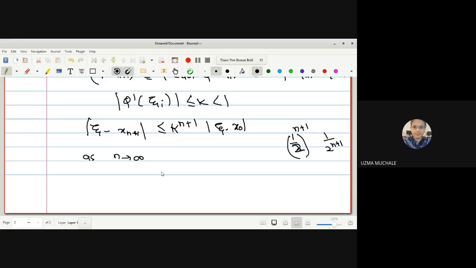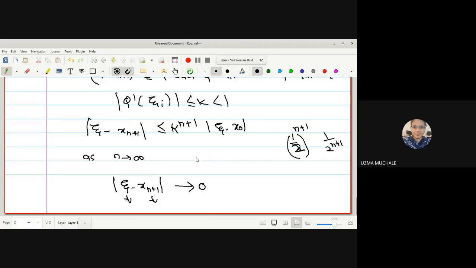Which means what is the result of this one? This mod of zeta minus xn plus 1 will tend to 0 as n tends to infinity. What is the meaning of this statement? This is your exact root, and this is the approximate root we have found after n plus 1th iterations, and hence we can say that this root zeta, the exact root, will tend to our approximate root, and the difference between these two is going to be smaller and smaller as n tends to infinity.